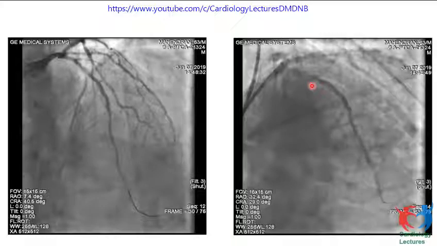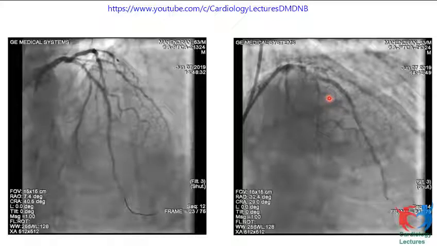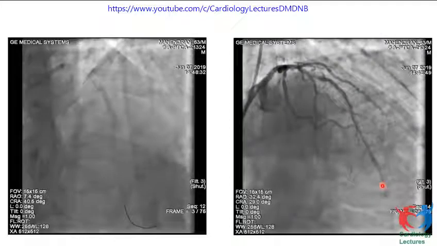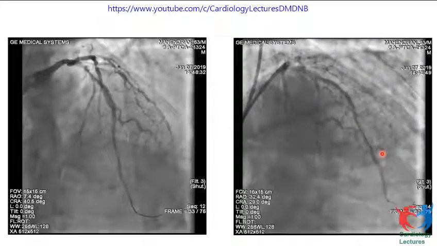Many times I have seen that when you call them after 3 months or so, this type of dissection has healed. Or what I have seen is there will be a total occlusion of LAD which will be recanalized or collateralized from the other vessel. That is what I have seen when we follow up such cases.